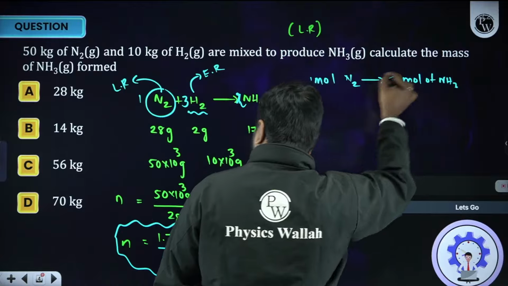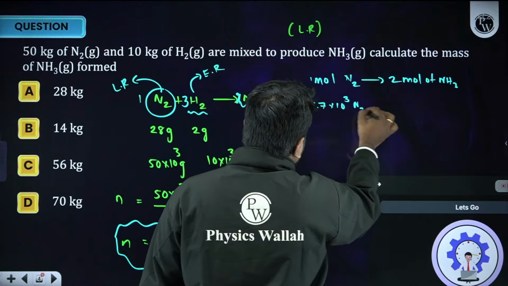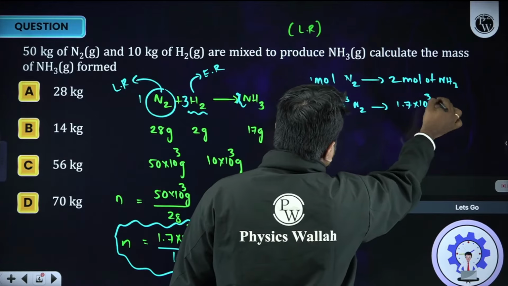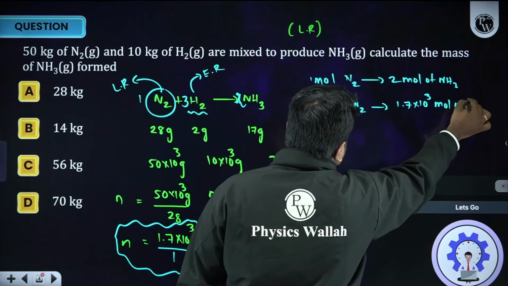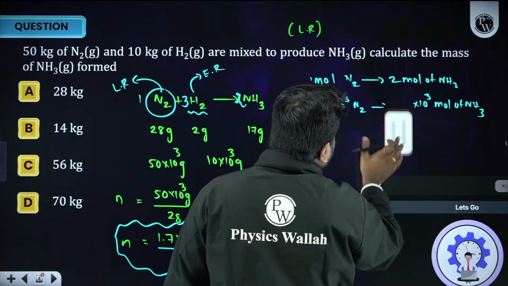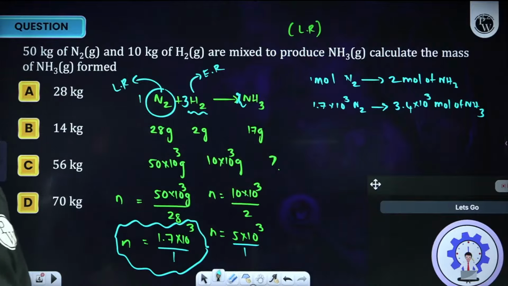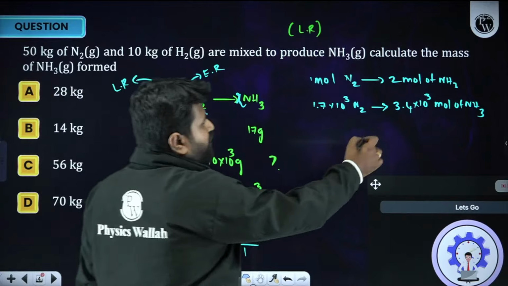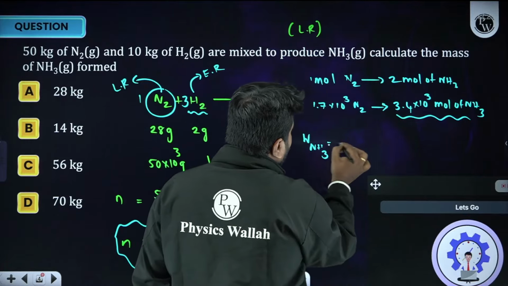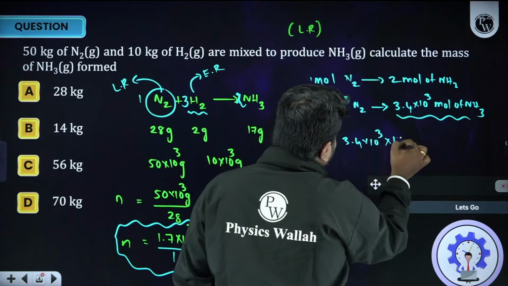So how many moles did we get? 1.7 into 10 to the power 3 moles of N2 will give 1.7 into 10 to the power 3 moles of NH3 into 2. So 1.7 into 2 is 3.4. Right? So automatically now we can find out the weight. How to find out the weight of NH3? Weight of NH3 is nothing but 3.4 into 10 to the power 3 into 17.